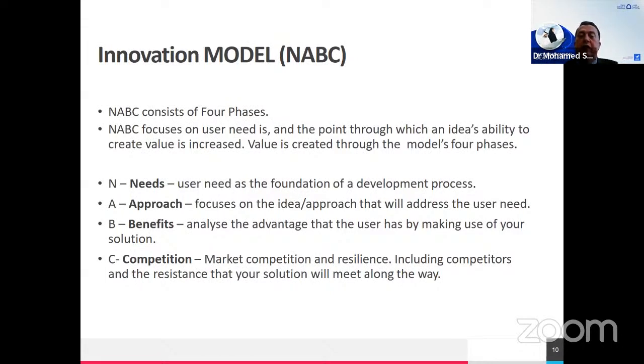Then B for benefits, or advantages of your solution, or what is the impact of your project or solution if it is implemented. C, very important, is about your competitors. You need to do market research. You need to study the market. You make sure that your project is resilient and always able to compete with other big players in that field or technology. It depends on your project, but it should be competitive, scalable, and resilient.